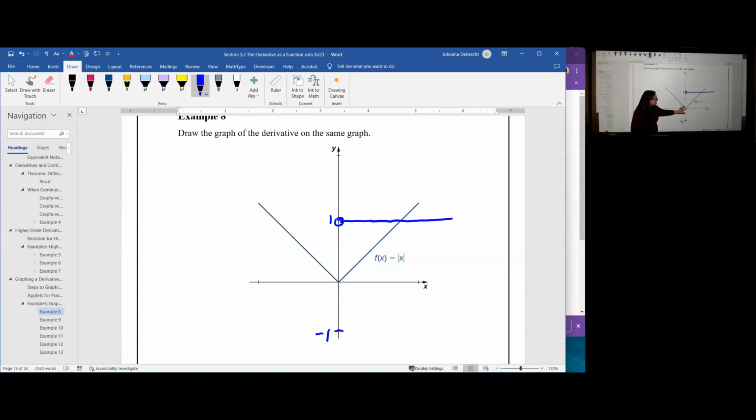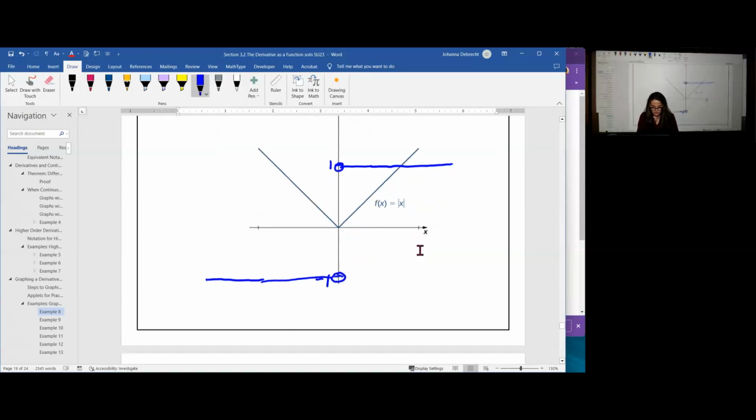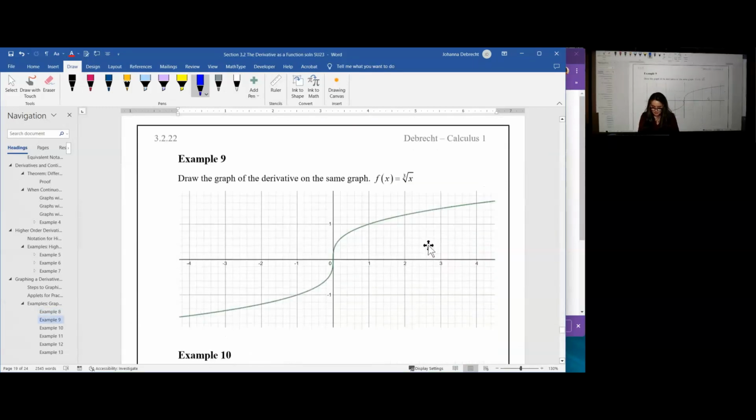Looking on the left side of the graph, it is also a line, but with slope of -1, which means as it approaches the origin, the derivative is constantly -1, but again, it does not exist at the origin, so I have a hole. This sharp corner caused a jump in the graph of the derivative, and it is not defined at that corner. Let's now look at example 9.